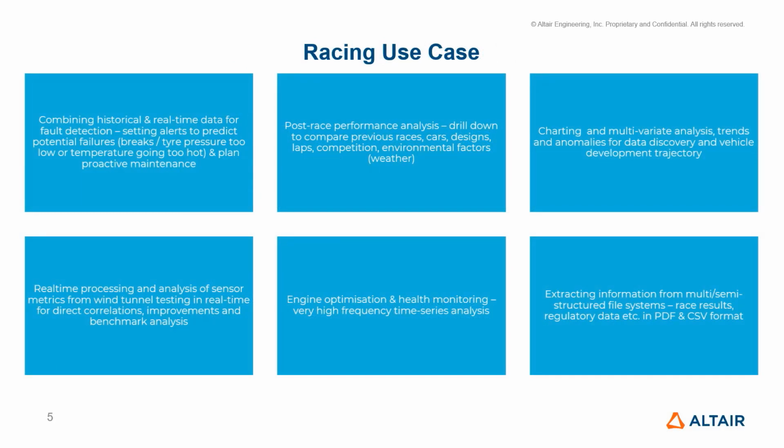With onboard sensors and telemetry, we have a diverse set of factors we can analyze with dashboards during racing. We can combine the historical and real-time data for fault detection, set alerts to predict potential failures, say the brakes, tire pressures getting too low or temperature going too hot, and plan proactive maintenance. It also enables us to drill down the data and compare previous races, cars, different designs, laps, competitions.